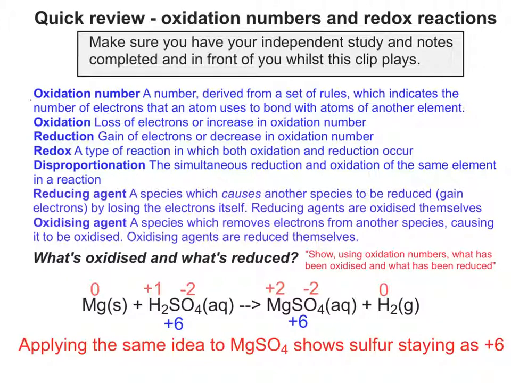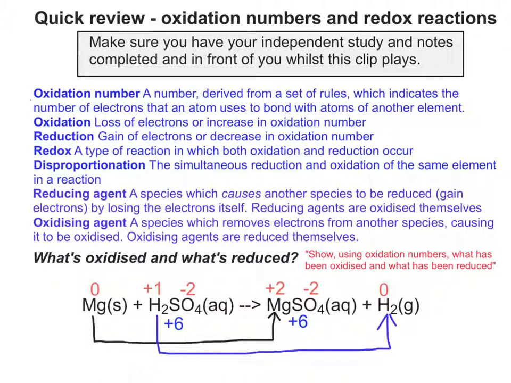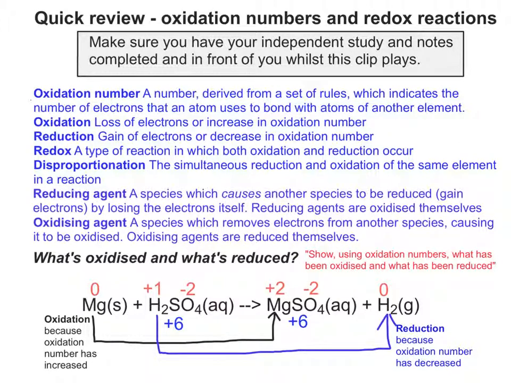So now what we've got to do is identify what's been oxidized and what's been reduced. And we do this by looking at what oxidation numbers have changed. We've got each and every element assigned an oxidation number now, so we have to actually look at the changes. An easy way to do this is to just draw arrows from one to the other, and you can label each arrow as an oxidation or as a reduction. An oxidation has occurred for magnesium because the oxidation number has increased from 0 to +2. And for hydrogen, it's a reduction because the oxidation number has gone down from +1 to 0.